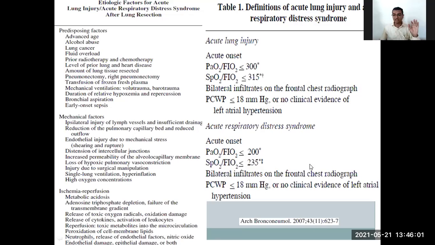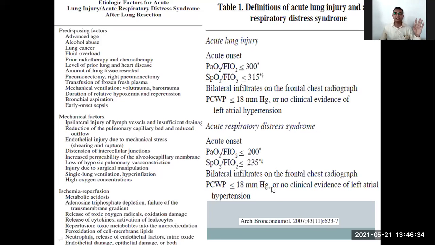In both cases, you will see bilateral infiltrates on the frontal chest radiograph, with the patient in the supine position, on AP or PA view. Pulmonary capillary wedge pressure will be less than 18 mm of Hg, and there will be no clinical evidence of left atrial hypertension. In ARDS as well, you will not see any evidence of left atrial hypertension.